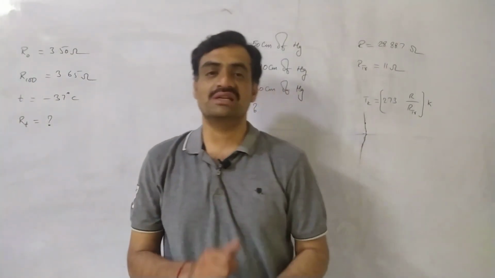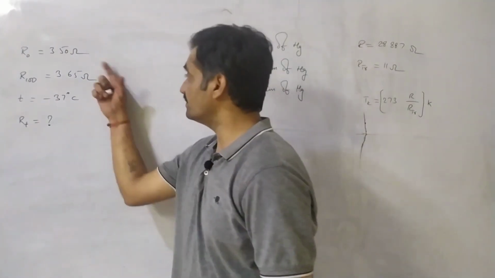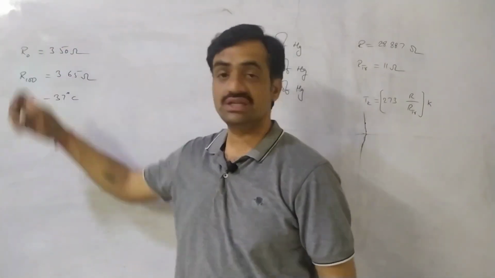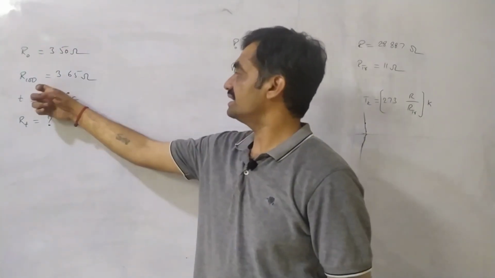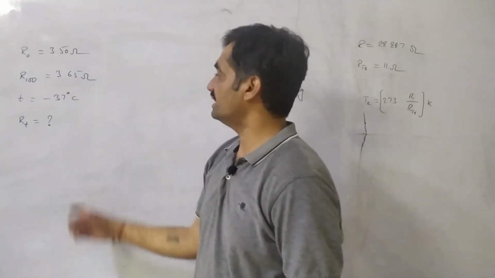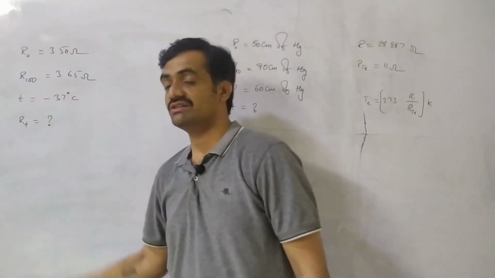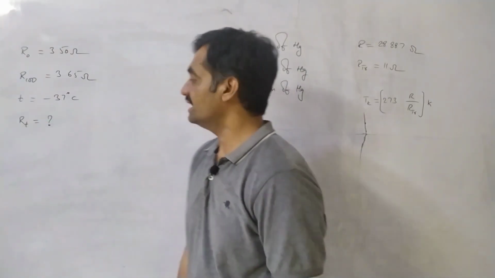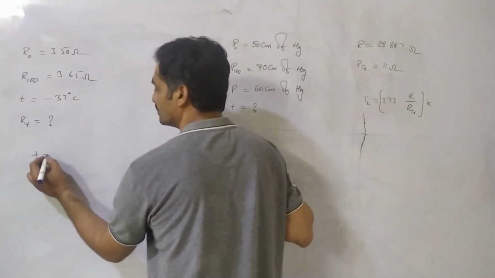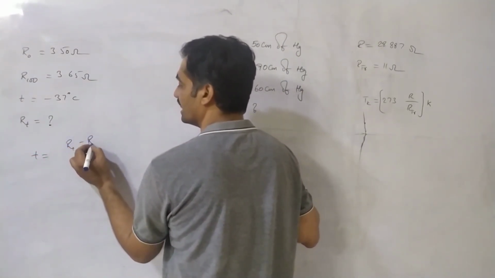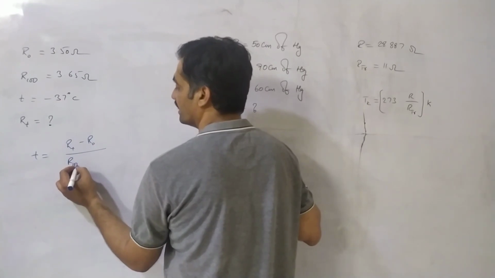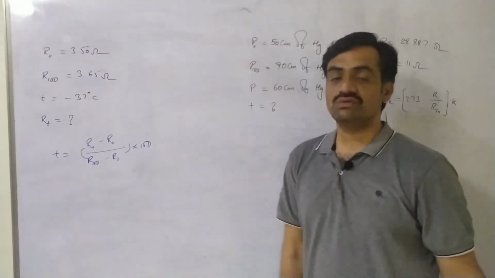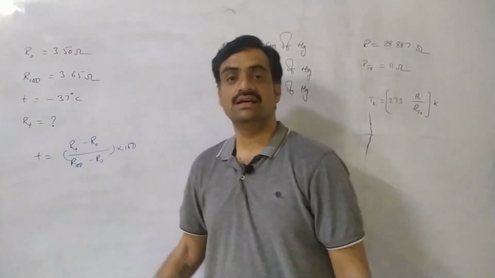Now we are going to solve some numericals based on these thermometers. Observe the first problem. Here the resistance has been given as 3.50 ohms at 0 degrees Celsius, and the resistance at 100 degrees Celsius is 3.65 ohms, and the temperature has been given as minus 37 degrees Celsius. Now we have to find the resistance at this temperature, and we know that T equals R suffix T minus R naught by R of 100 minus R naught into 100. So by using this formula, we have to find the resistance at this temperature.